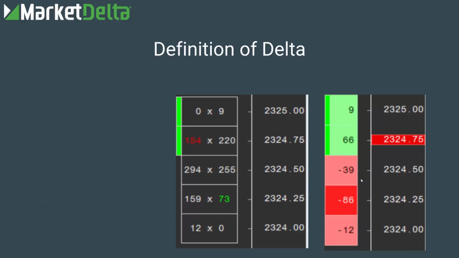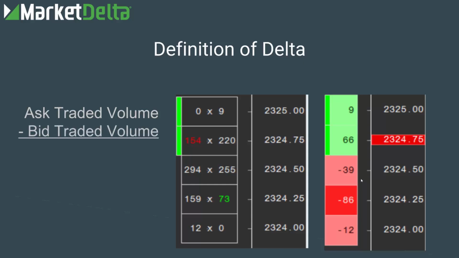Now, hopefully you've watched some of the other deep dives leading up to this. You probably have a pretty good idea if so. But if you don't, I want to recap what the definition of delta really is. So it's ask traded volume minus bid traded volume equals delta. So looking at these screenshots that I have on this screen here, this is an imbalance footprint, and this is a delta footprint. So we're going to walk down through.